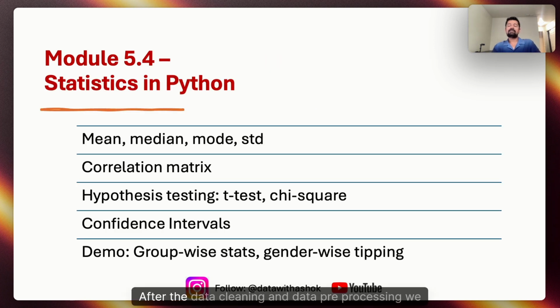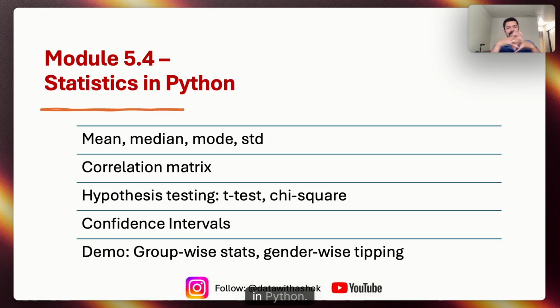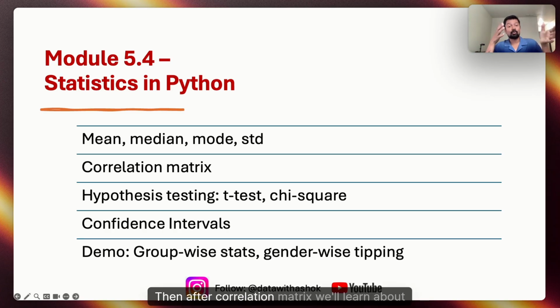After the data cleaning and data pre-processing, we'll come to module 5.4, which is statistics in Python. It's the most important module, and we'll learn a little bit about the concepts of key statistics, what is mean, what is median, what is mode, and then standard deviation. Then we'll learn about the correlation matrix and why it is important. After the correlation matrix, we'll learn about hypothesis testing, like the t-test and chi-square test. We'll learn parametric and non-parametric tests, and which kind of test we need to apply in what circumstances and conditions. Those things are very, very important.